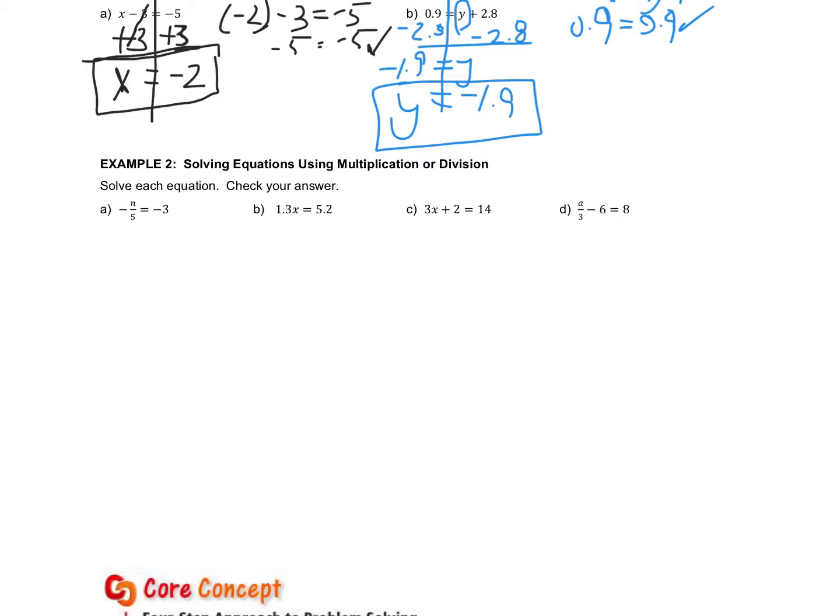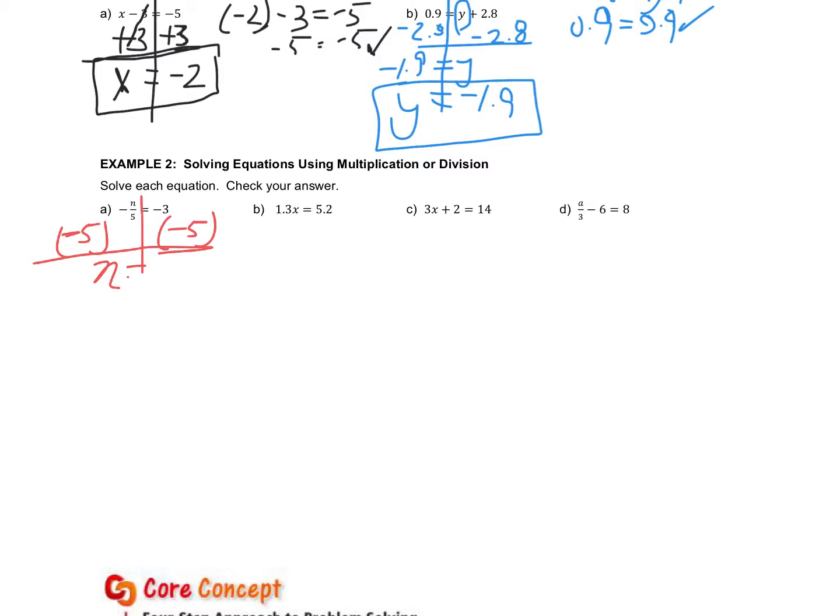So what I'm going to do, and I'm going to write it this way using parentheses, is multiply both sides by negative 5. And hopefully we can all see the reason, because negative 5 times a negative 5 would give me positive 1. And that's what I want, right? So negative 5 times the other negative 5 gives me a positive 1n.